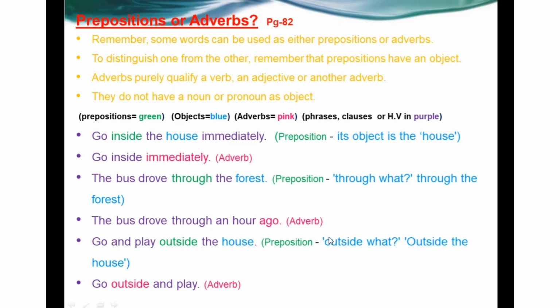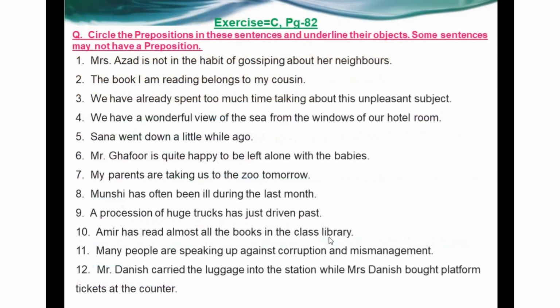Now students, we will come to our next topic, which is exercise C on page 82. I will read the question for you. So let's start doing. It will be very fun to do it together. Circle the prepositions in these sentences and underline their objects. Some sentences may not have a preposition.